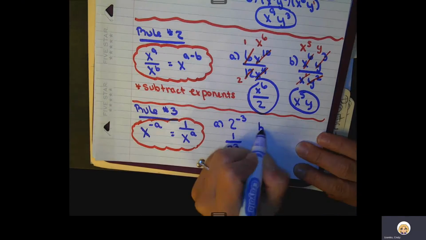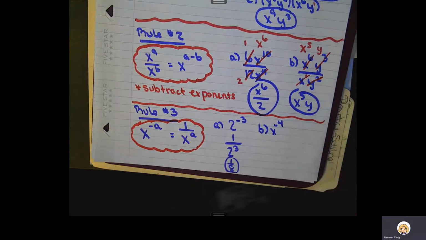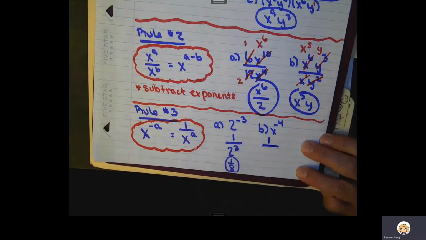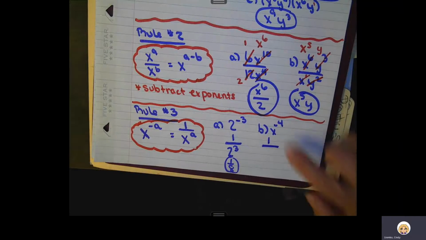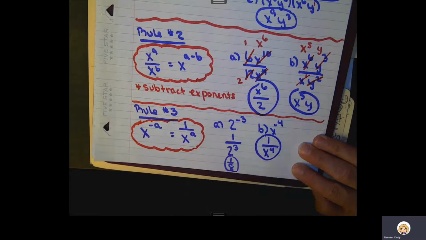Example B. If I have x to the negative 4th power, again, the negative exponent means that you're going to put 1 on the top, and you move this to the bottom and make the exponent positive. So it becomes x to the 4th. There's nothing else we can do with it.